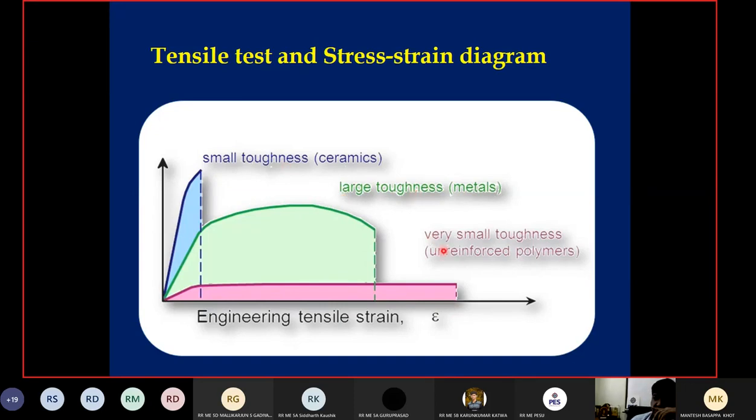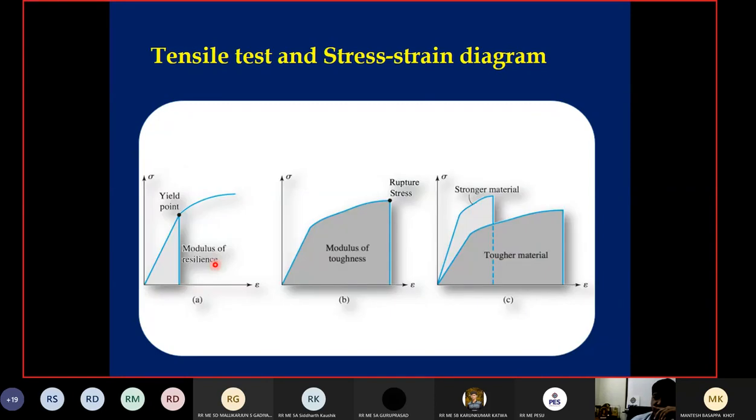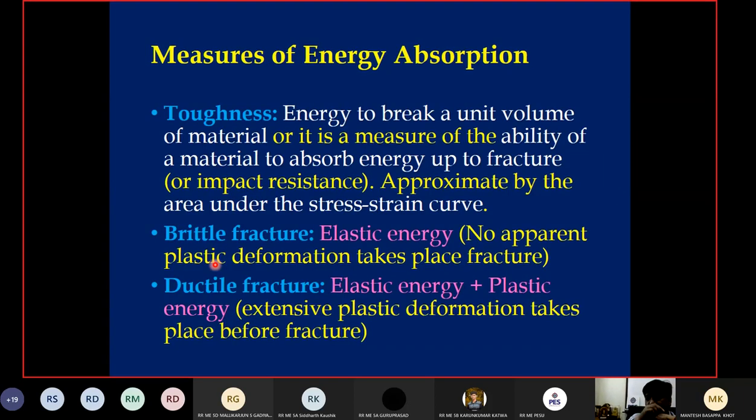Now you can easily make out how to find which material is tough and which is stronger. So basically, understanding the stress strain graph is so important in order to find which of the materials is going to be the best for your application.